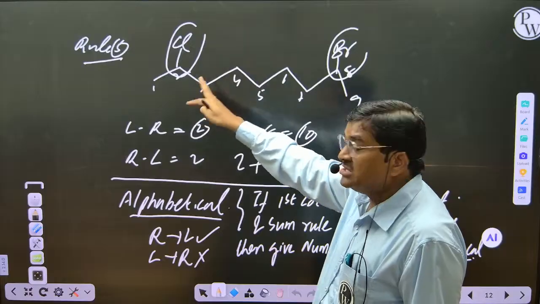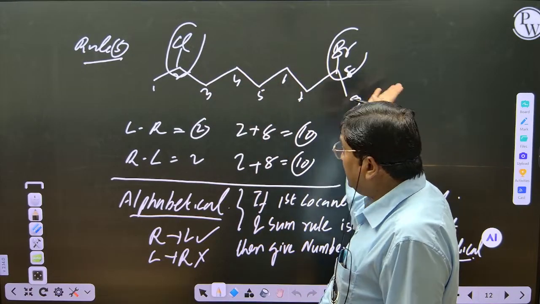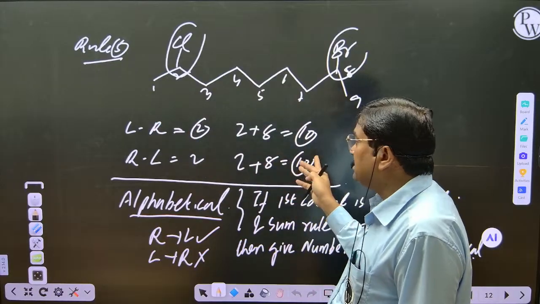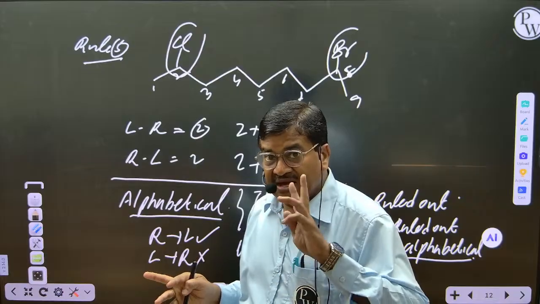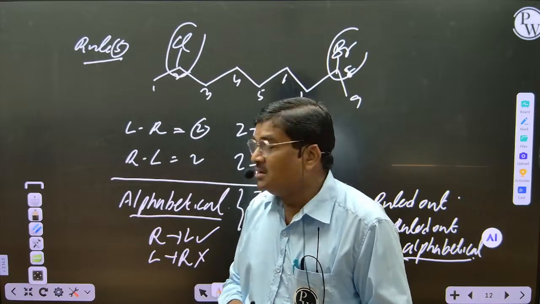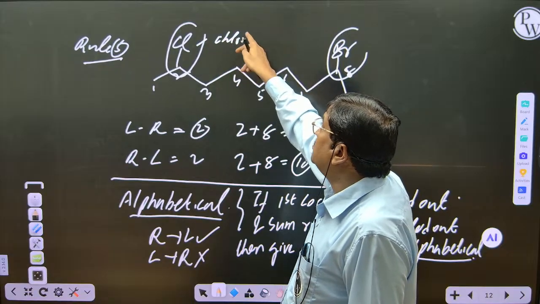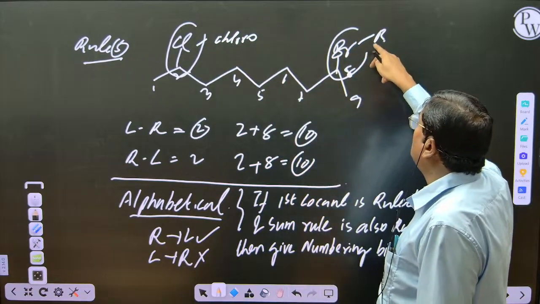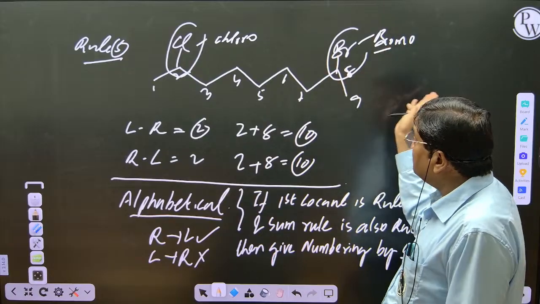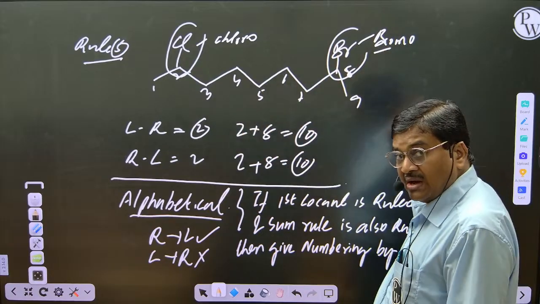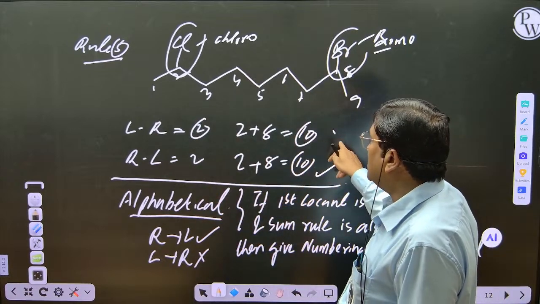And the sum rule is also coming same. How? 2 plus 8, 10. And from right to left also 2 plus 8, 10. That means the first locant is coming same, the sum rule is also coming same. Then you have to go by alphabetical order. Now see, alphabetically this is chloro and this is bromo. So among these, which will come first? B comes first, no? So bromo should get the lower number, that means numbering should be done from right to left. So right to left is correct, whereas left to right is wrong.